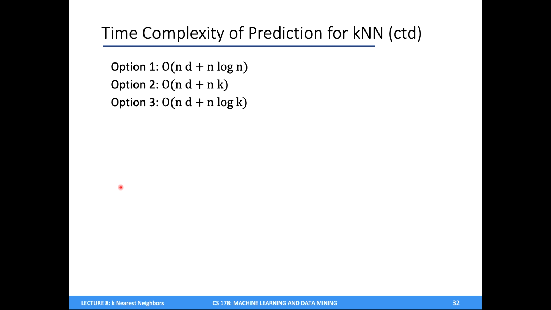Okay, so overall we have three options for implementing our kNN algorithm, each one leading to a different time complexity during the prediction phase of this model. In each of these we pay a factor of n times d, essentially for computing the distances. And then these additional factors here come from the different options for sorting or searching for the k smallest distances.